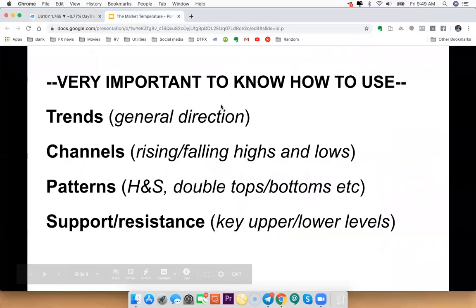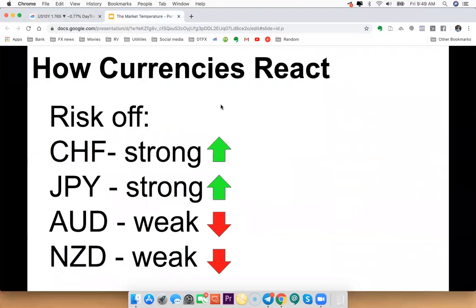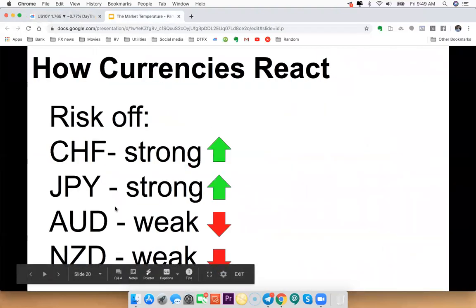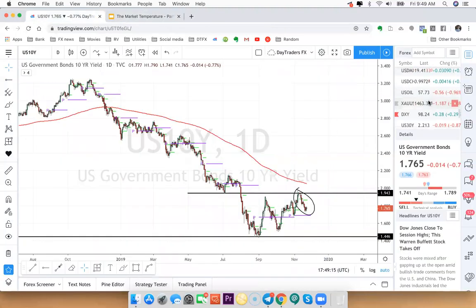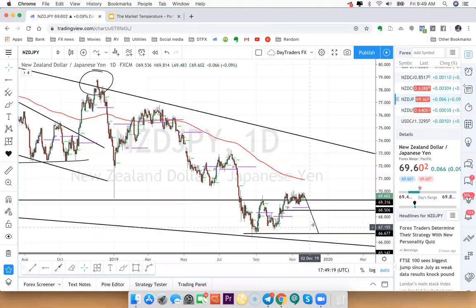Now, remember, if we go over here to these charts, how's that going to play out on some of these main pairs that have been most heavily correlated this year? Swiss franc, Japanese yen, Australian dollar, New Zealand dollar. Well, here's the Japanese yen versus the New Zealand dollar, for example. If I know that the stock market is starting to show some signs of instability, what do I want to do with this New Zealand yen?